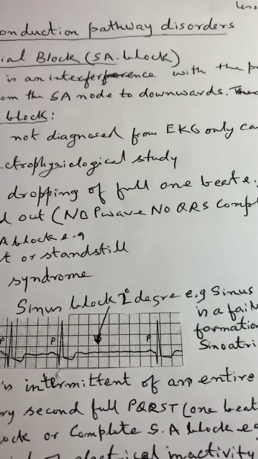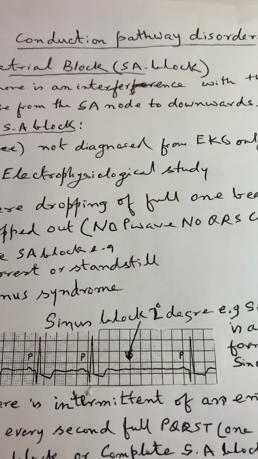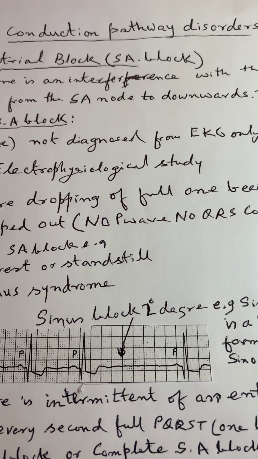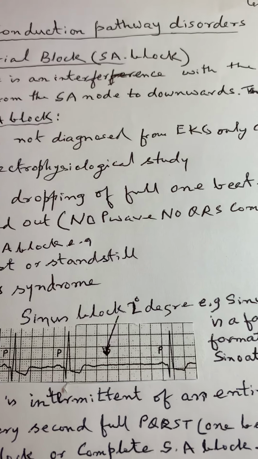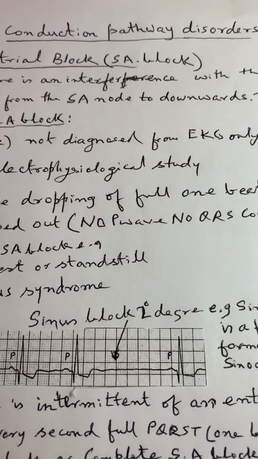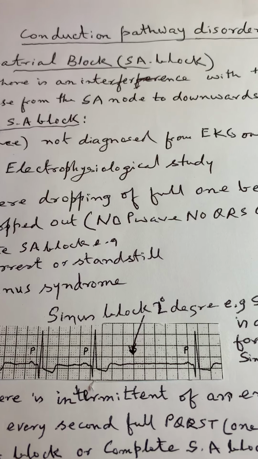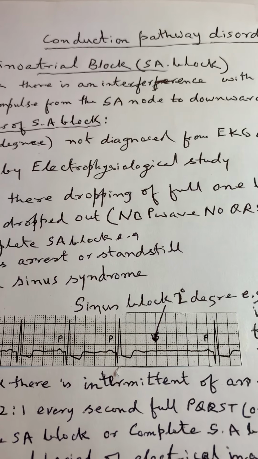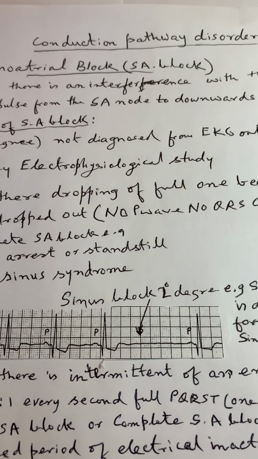This is our 11th lesson, and the topic is conduction pathway disorders or defects. Now, the conductive system, we know, includes SA node and AV node.